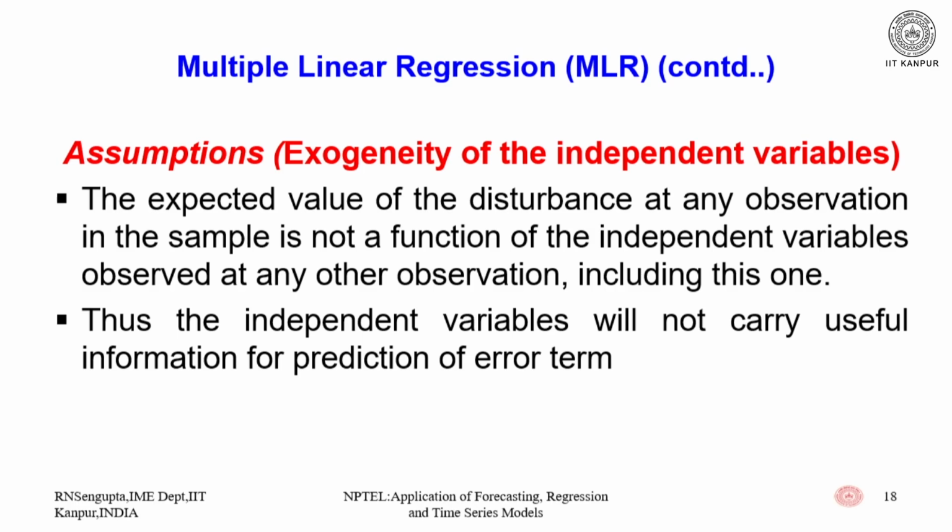Exogeneity of the independent variables is another one. The expected value of the distribution, now this is important, at any observation in the sample is not a function of the independent variables observed at any other observations, including this one, which means the observations are being taken from an IID, independently and identically distributed, distribution.